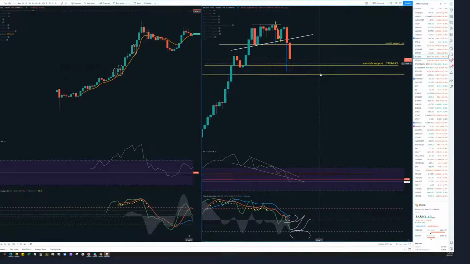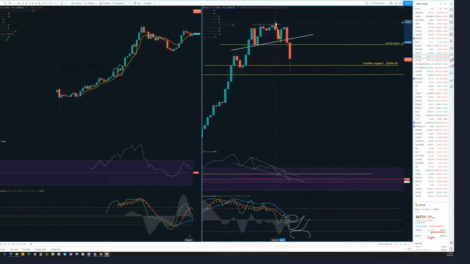This is significant, right? Price came down to the head and shoulders target, which is almost 30K. Now you can see my monthly support has been broken and price has gone back up. And this is the previous month, and you can see where the previous month has confluence with the weekly support and resistance.